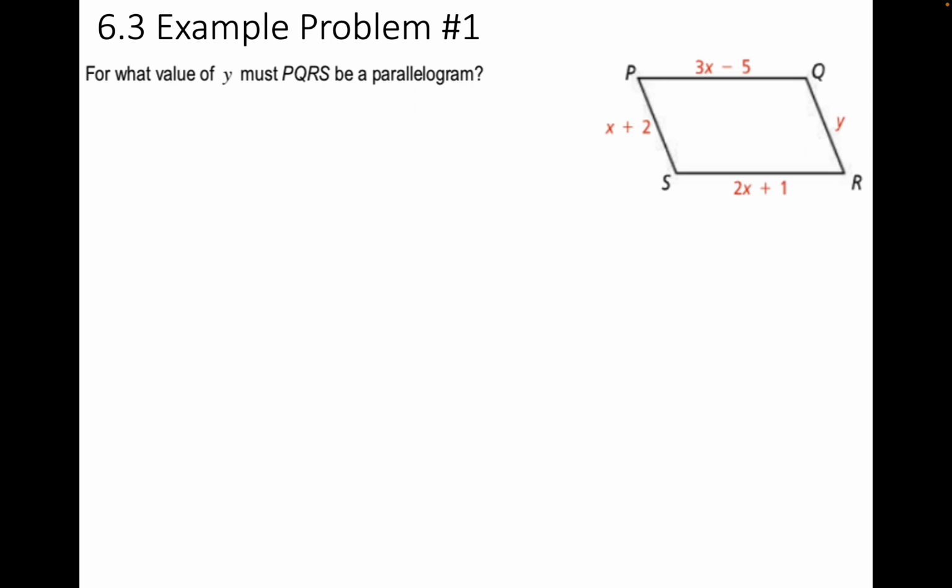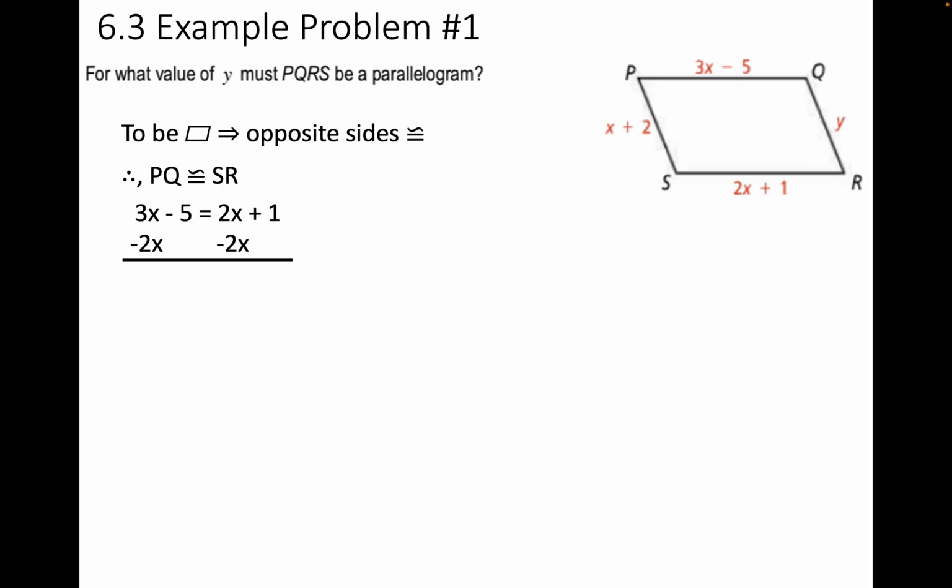All right, so what must the value of y be for PQRS to be a parallelogram? Well, to do that, first I have to find the value of x. For it to be a parallelogram, the opposite sides must be congruent. So PQ must be congruent to SR. In this case, 3x minus 5 must equal 2x plus 1. If I subtract 2x from both sides and add 5 to both sides, I get x equals 6.